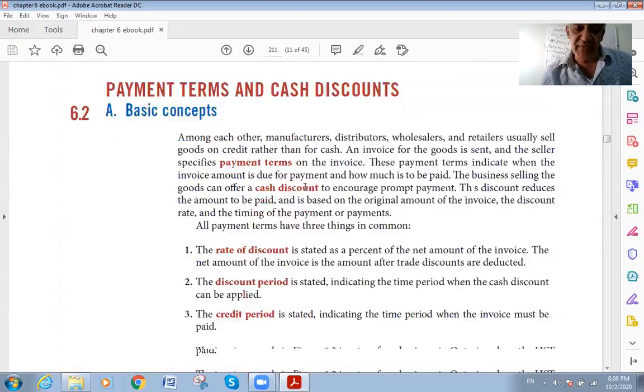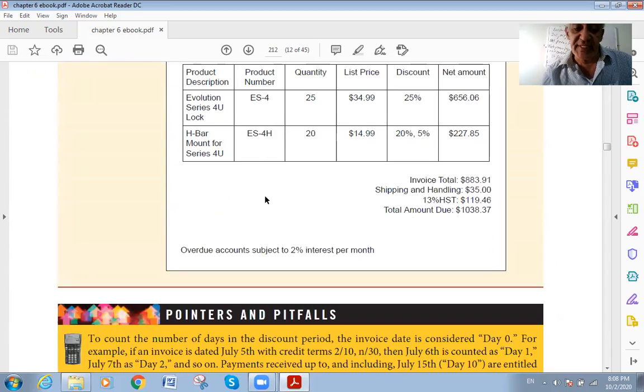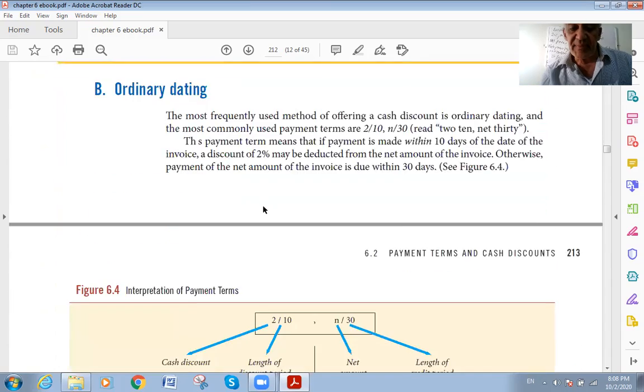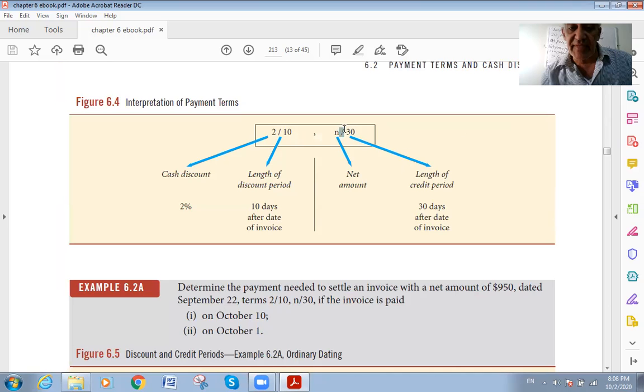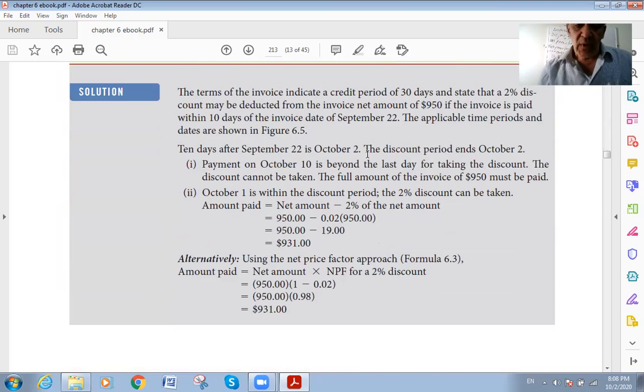Here is the date of the invoice. So from this date, you have to pay within 30 days. N/30 means you have to pay the amount within 30 days. Let's see.